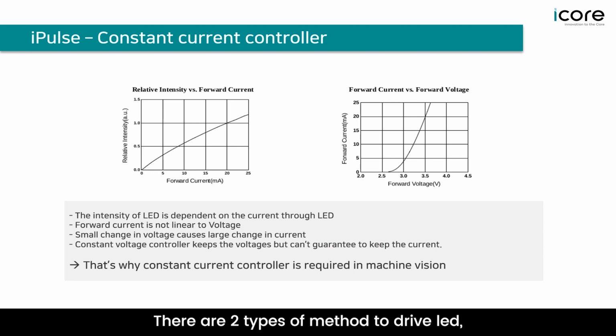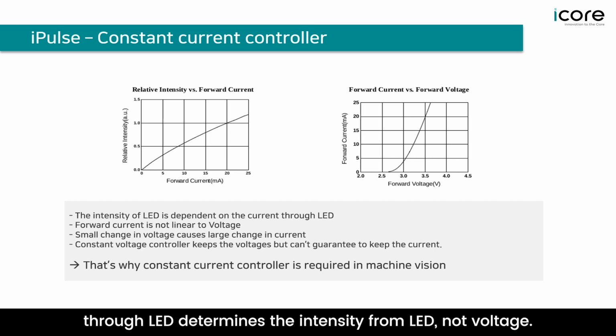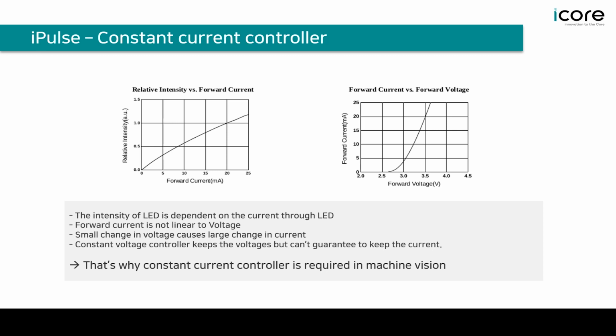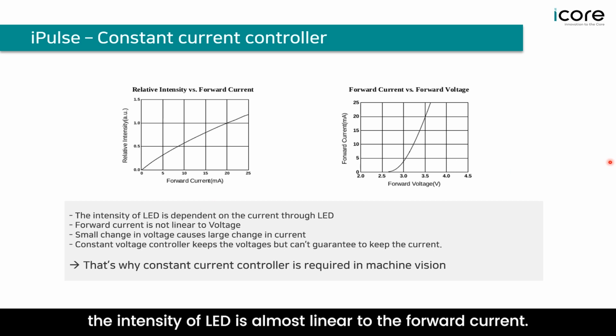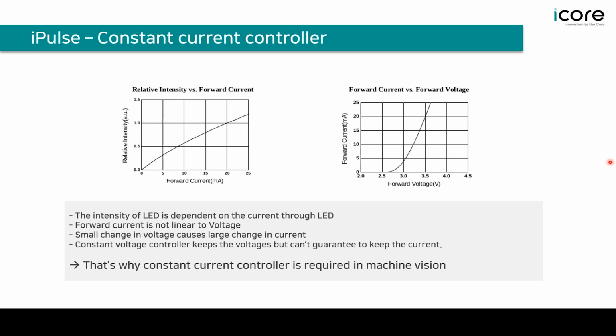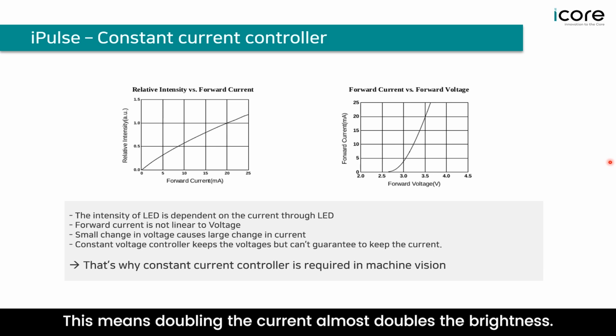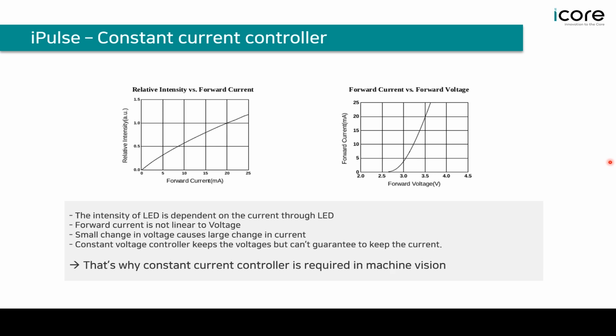There are two types of method to drive LED: constant voltage and constant current. Before telling you which one is better, let me briefly tell you how LED works. First thing you need to know is that the current through LED determines the intensity from LED, not voltage. As you can see in the left graph, the intensity of LED is almost linear to the forward current. This means doubling the current almost doubles the brightness.